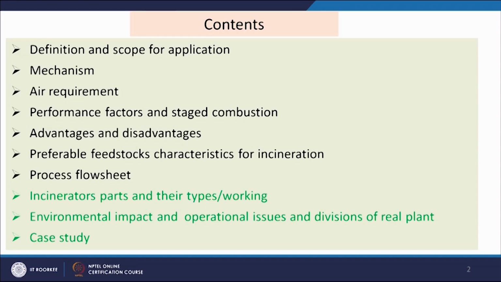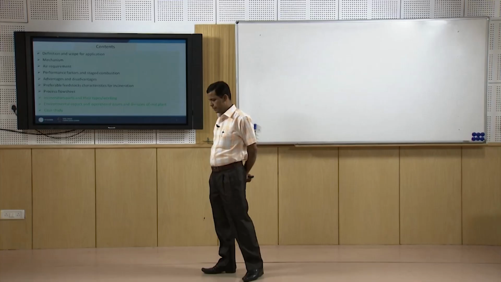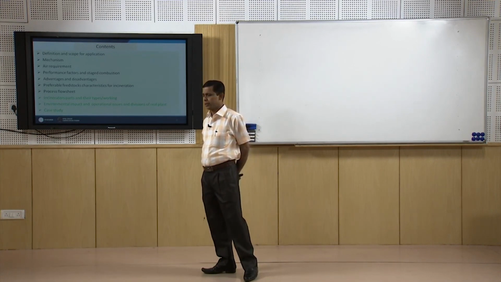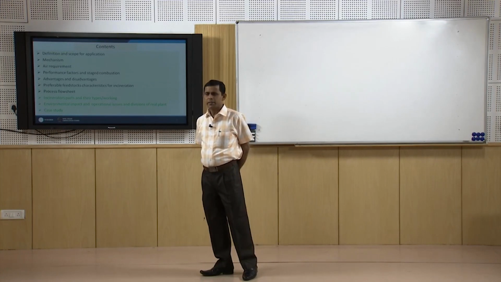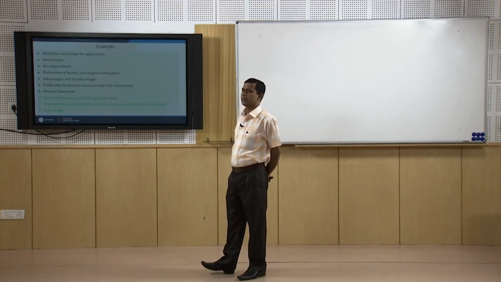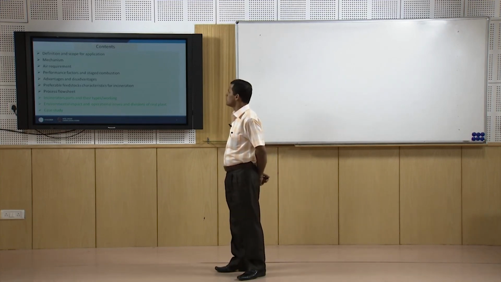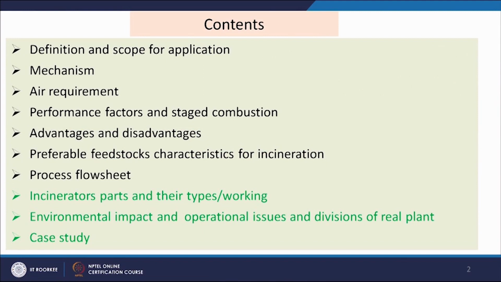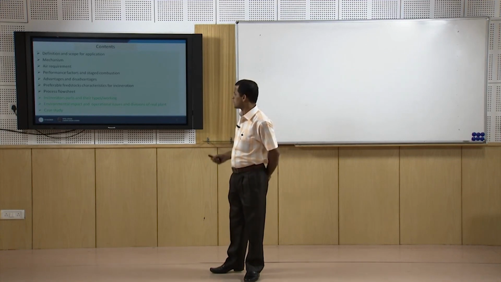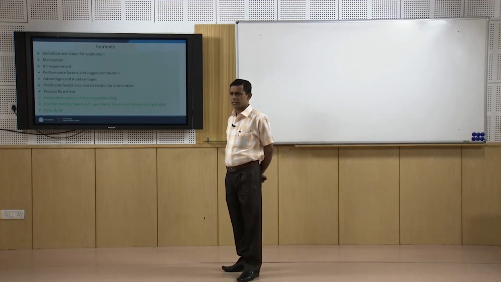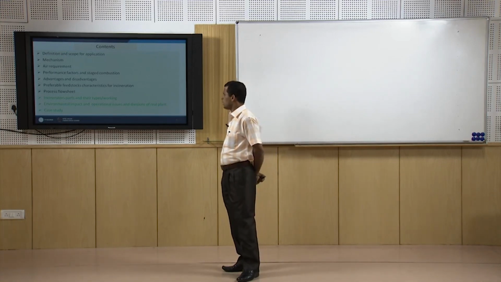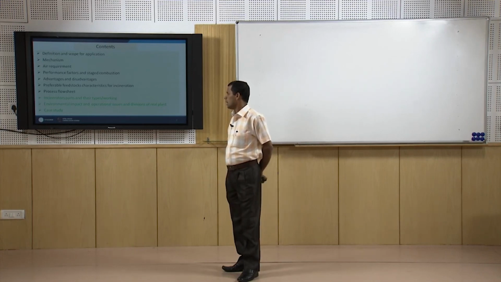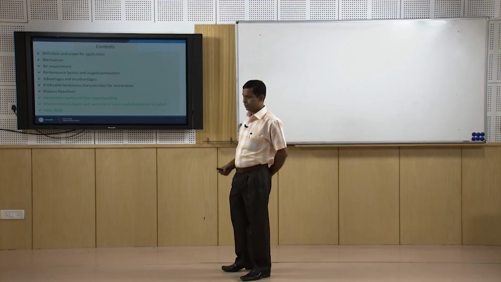So, incineration is one of the important thermal routes for energy conversion. The other two important routes are gasification and pyrolysis. We will divide this module into two parts. In the first part we will see the definition and the scope for application of incineration, mechanism of incineration, air requirement, performance factors and staged combustion, advantages and disadvantages, preferable feedstocks, characteristics for incineration and process flow sheet. In the second part, we will discuss incineration types, different types of incinerators and their parts and working principles, environmental impact and operational issues and visions of real plants, and we will also show some case studies.